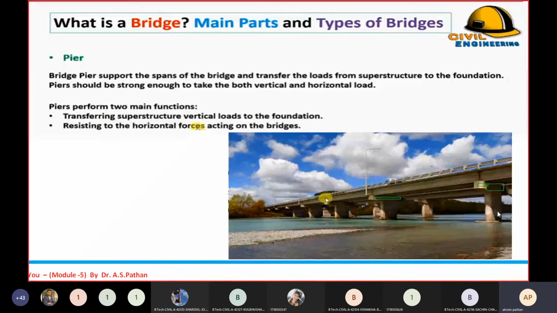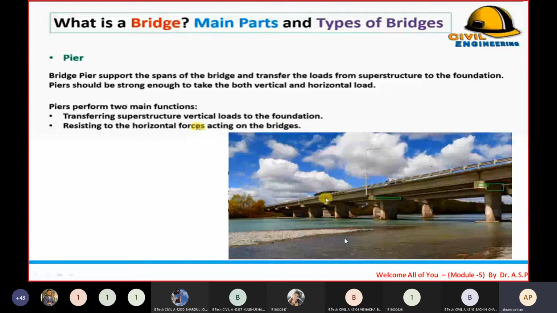So what are the main functions of these piers? The first main function of the piers is transferring the superstructure vertical load to the foundations and resisting the horizontal forces acting on the bridges. So these are the two major functions of the piers.